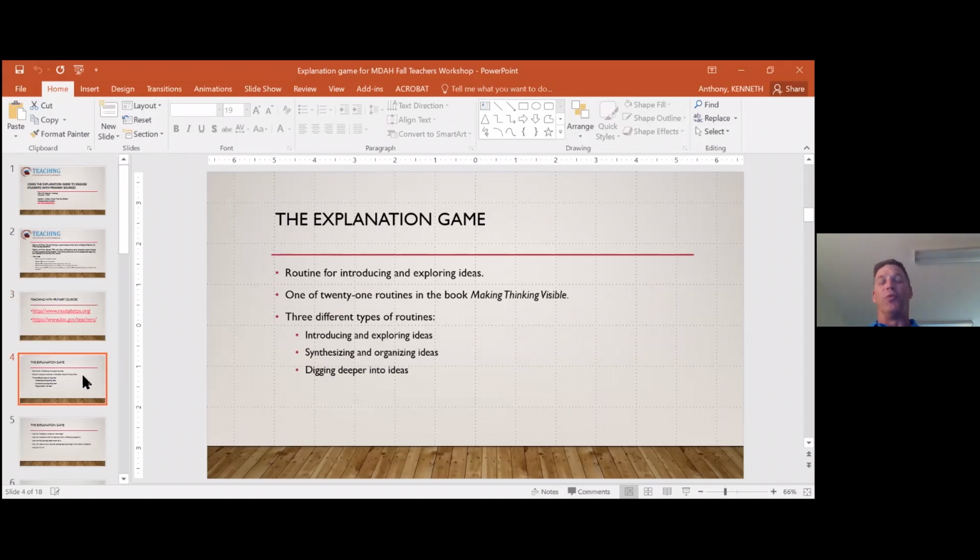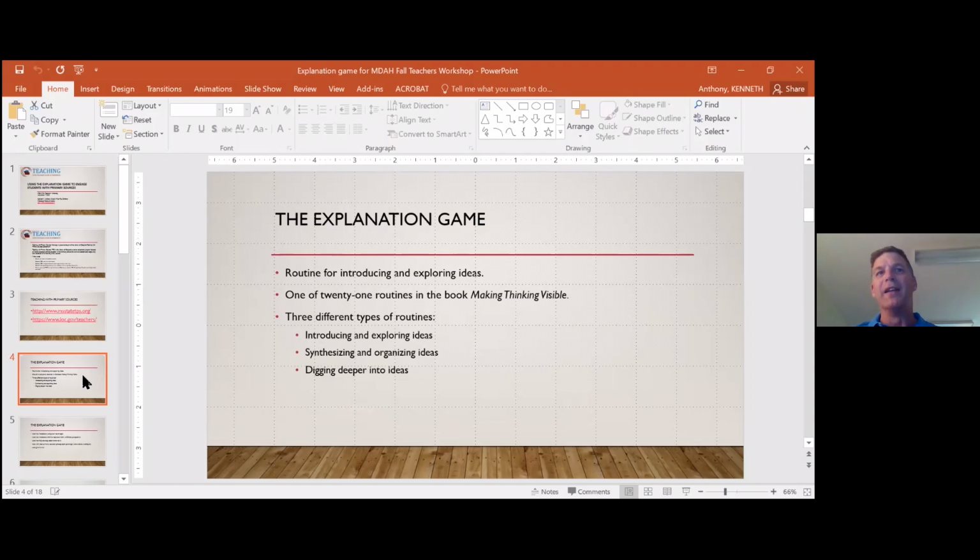The explanation game is one of probably 18 to 20 thinking routines from Project Zero. I can't remember who the people are now, but they are out of Harvard, out of Project Zero. They wrote Making Thinking Visible. They have 21 routines. I think they've expanded it now.